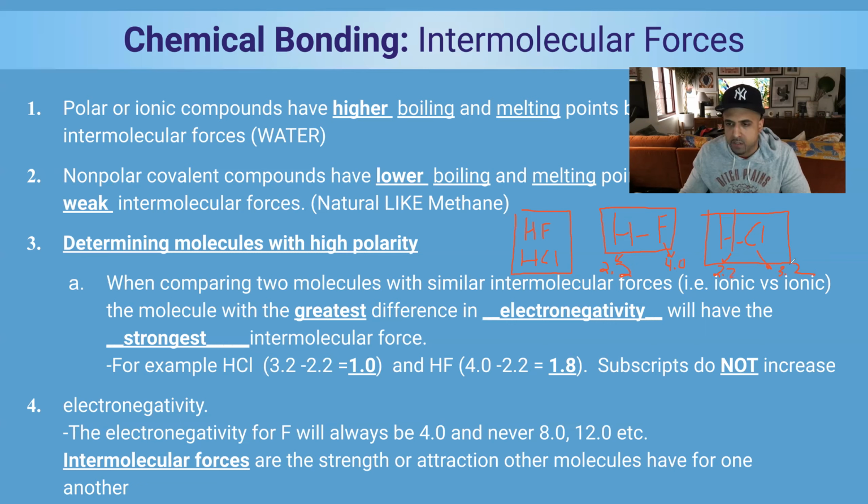So if you were to ask which one is more polar, they're both polar, right? You have to look at the difference between the electronegativities. So it's a little bit of math, so use a calculator. The difference between 4 and 2.2 is 1.8, which the math is done for you here. And the difference between 3.2 and 2.2 is 1.0. So HF is a more polar molecule because the difference between hydrogen and fluorine is larger than between hydrogen and chlorine, right?